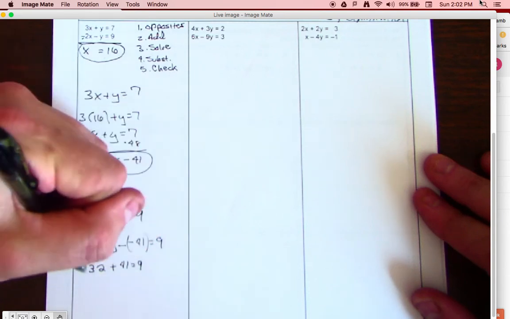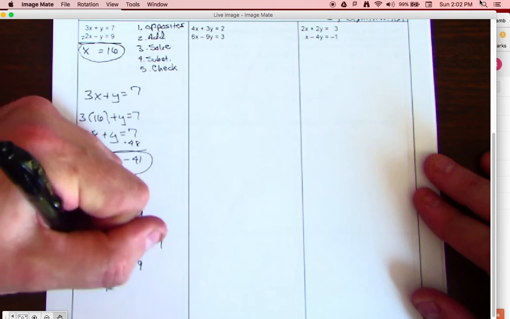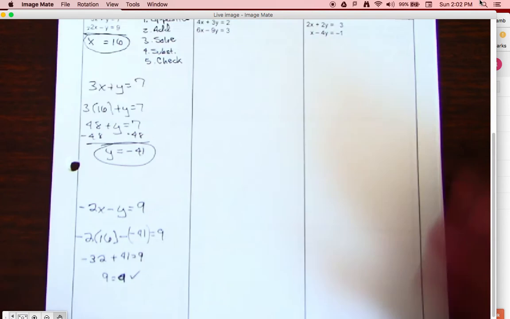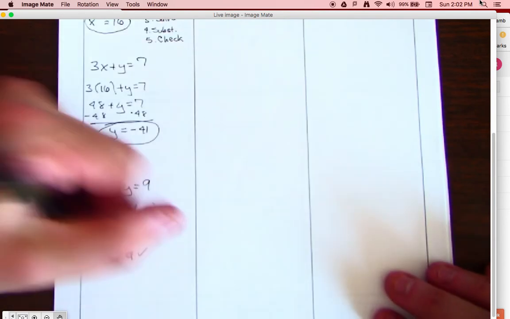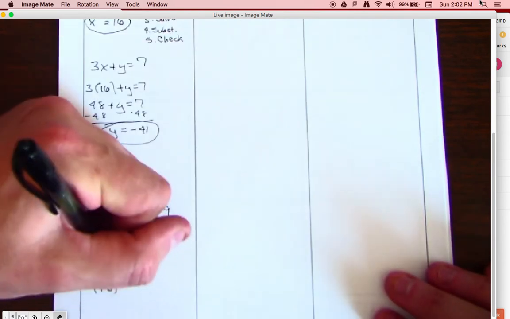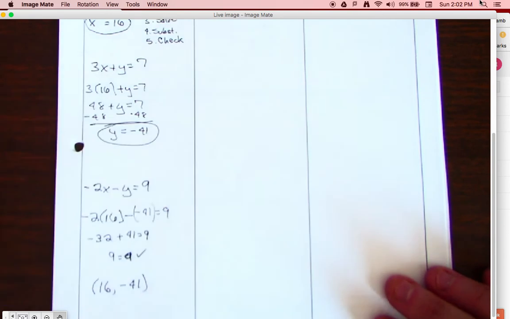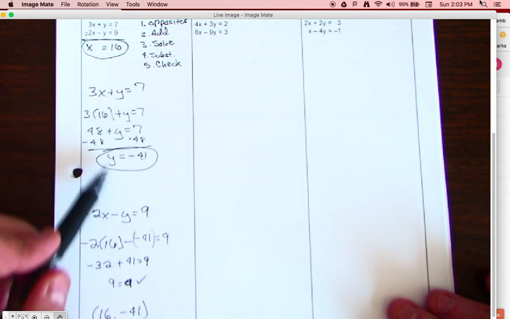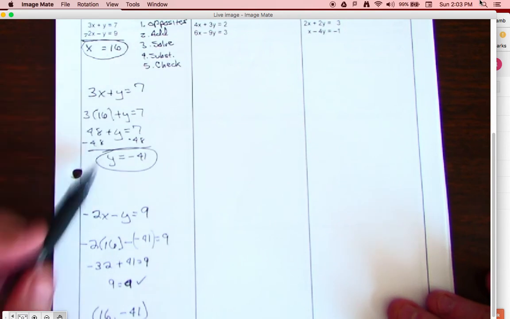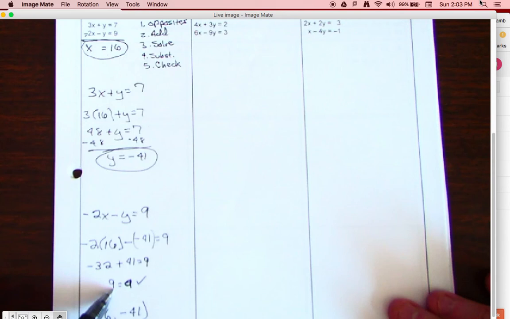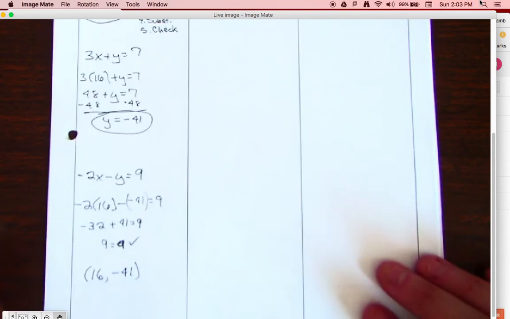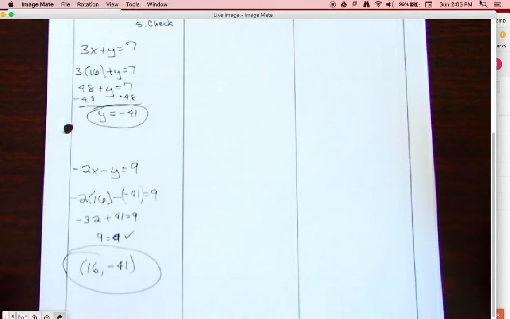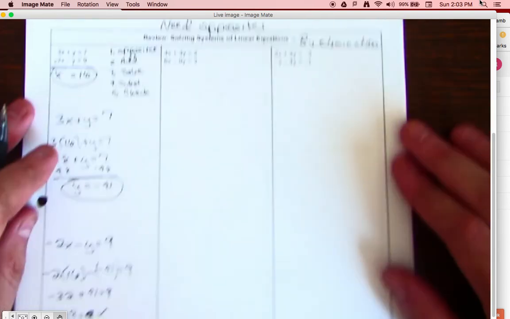And equals 9. Negative 32 plus 41 is 9. 9 equals 9. Check. Okay. Final step is to take this and write it in coordinate form. We know it's correct because I used the 3x plus y equals 7 to get this answer, and then I used these two in my other equation to verify that it works, and it does indeed work. So final answer, 16, negative 41. Okay, next example.